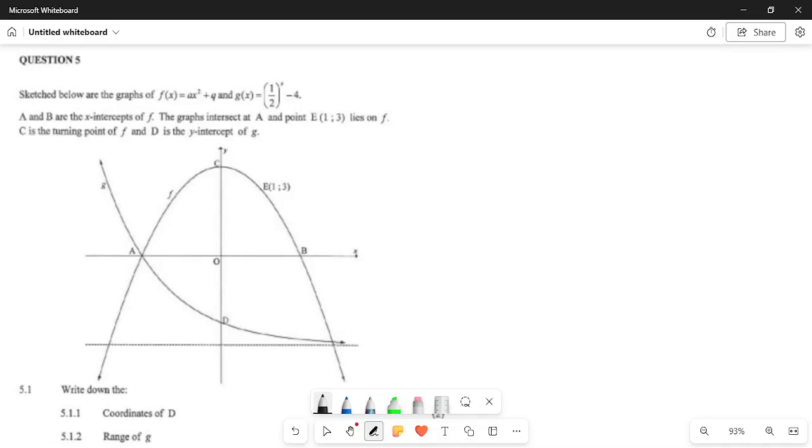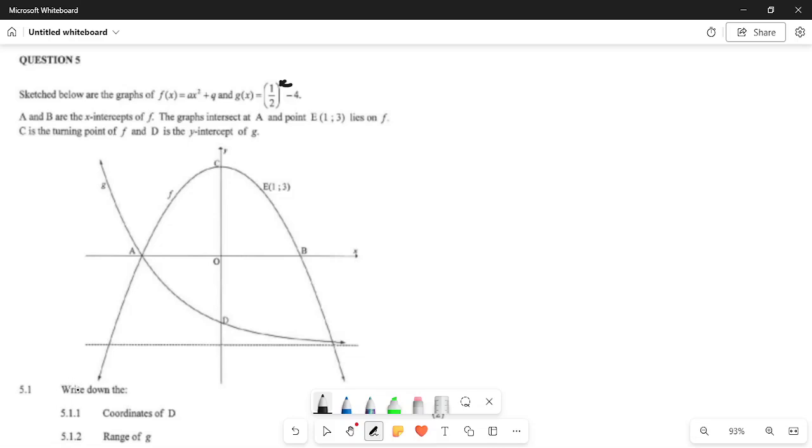Question number 5. Sketched below are the graphs of f of x equals ax squared plus q and g of x equals a half raised to the power x minus 4. A and B are the x-intercepts of f. The graphs intersect at A and point E lies on the function of f. C is the turning point of f and D is the y-intercept of g.